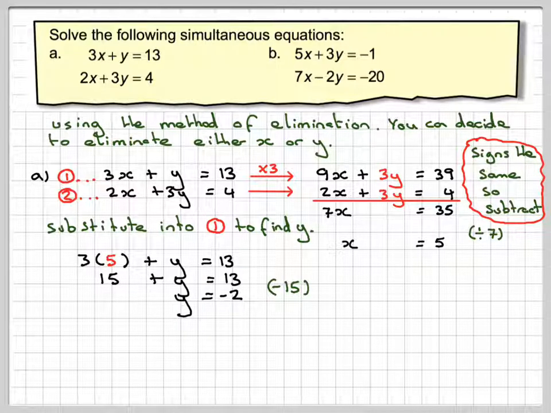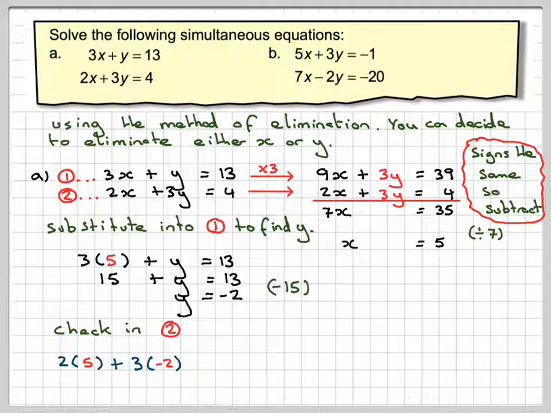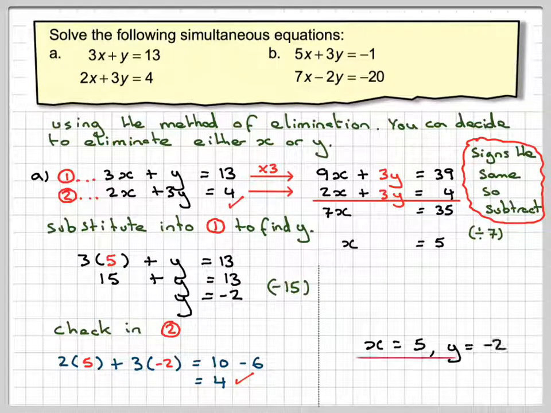Right, to check that we're correct, we can check in 2. So we can put our value of x in and our value of y in, and check when we do the sum that we actually get 4. So check in equation 2, and if you've used 1 here you must use 2. If you've used 2 here you must use 1. So 2 times x, which is 2 times 5, plus 3 times minus 2, which gives 10 minus 6, and 10 minus 6 is 4, and that's what I wanted it to be, so we're okay. So we can say that the answer is x is equal to 5, y is equal to minus 2.